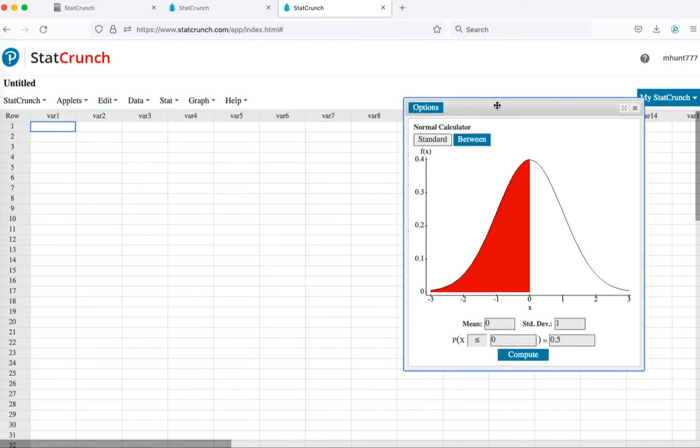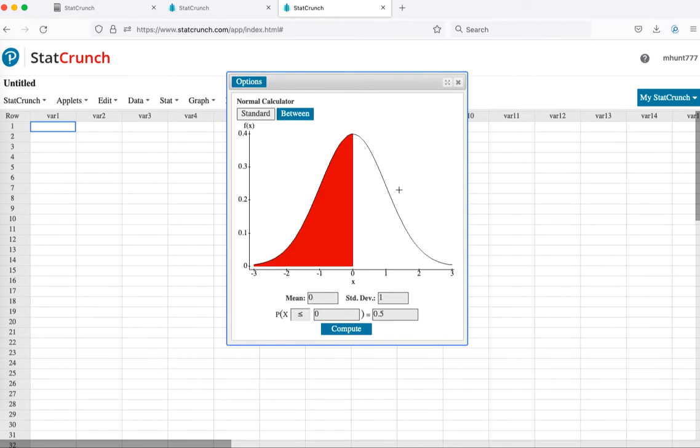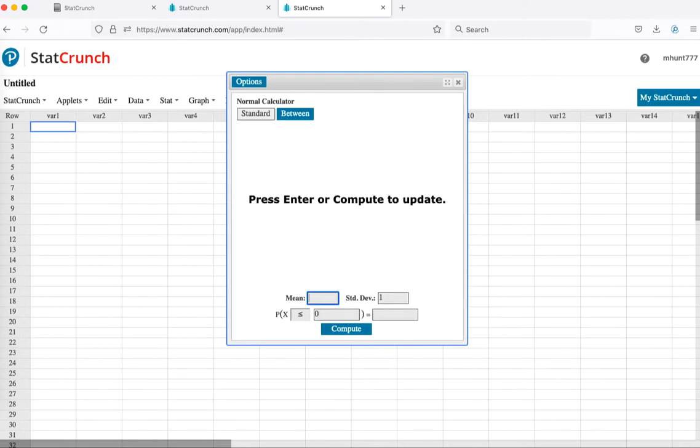And there you have it. Now you will notice the mean is set to 0 and the standard deviation is set to 1. Those are the defaults for the standard normal distribution, or when we're using z-scores that have a mean of 0 and a standard deviation of 1. But for our adult males, the mean is 70 and the standard deviation is 3.